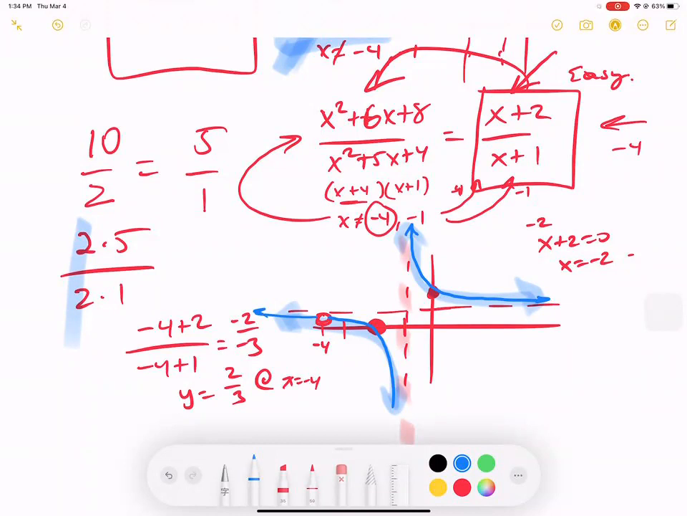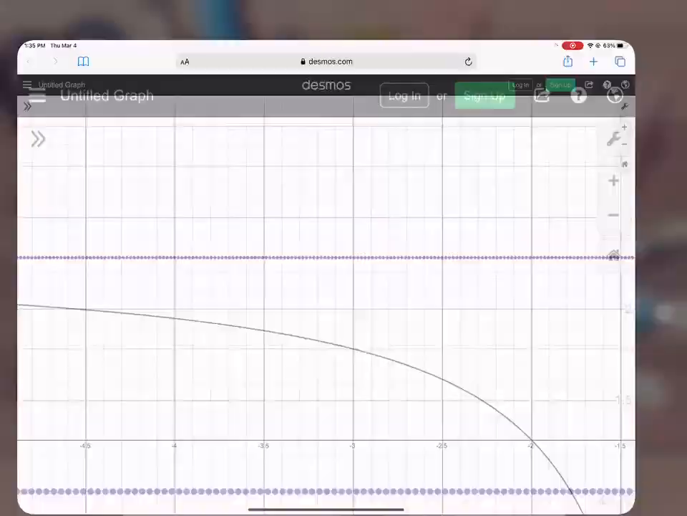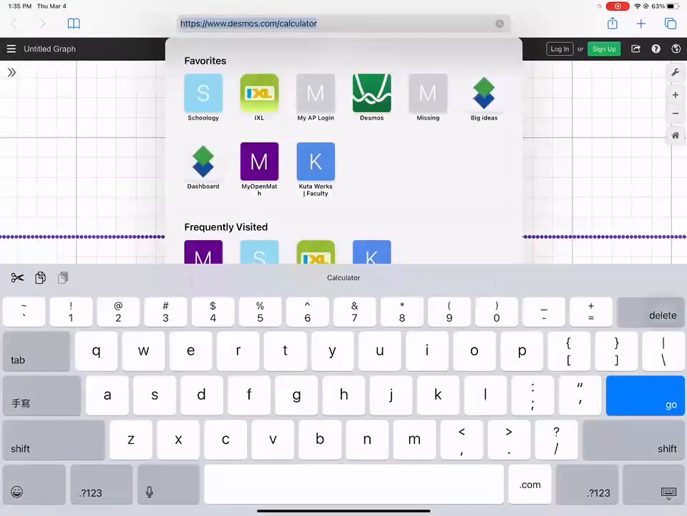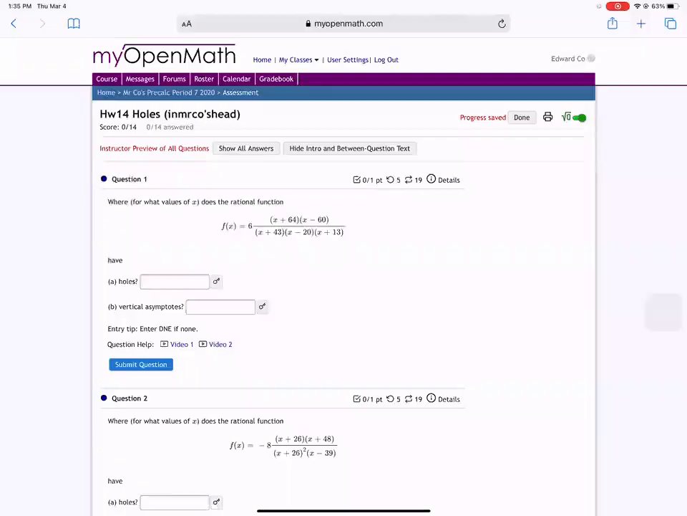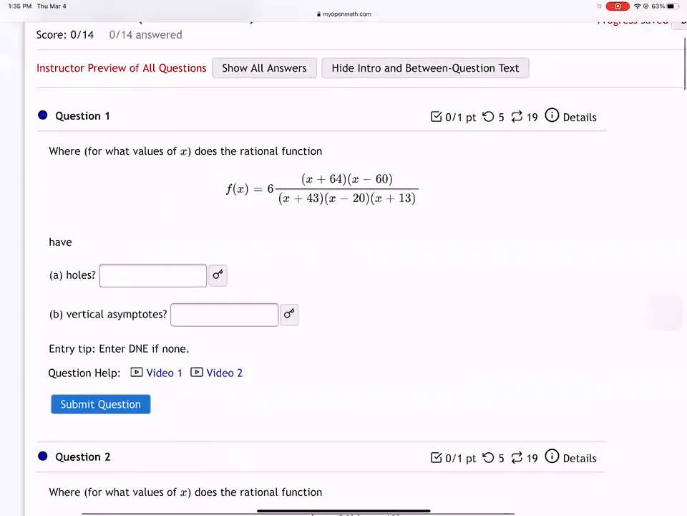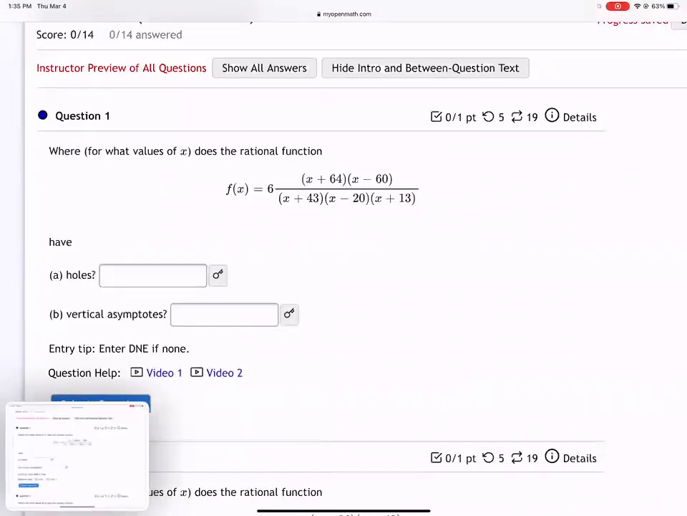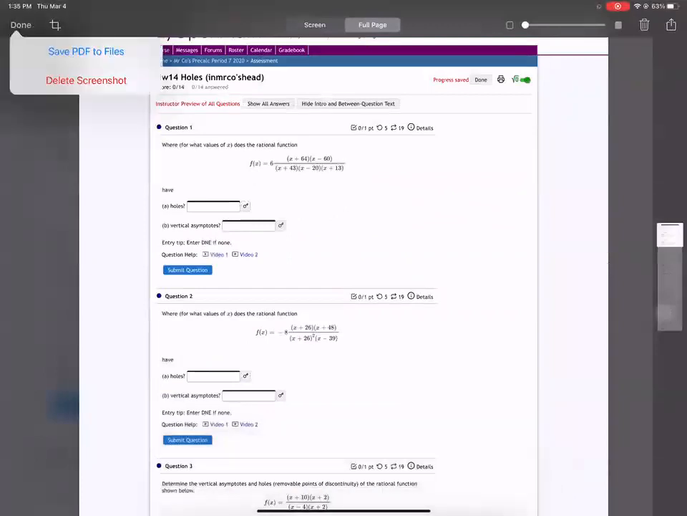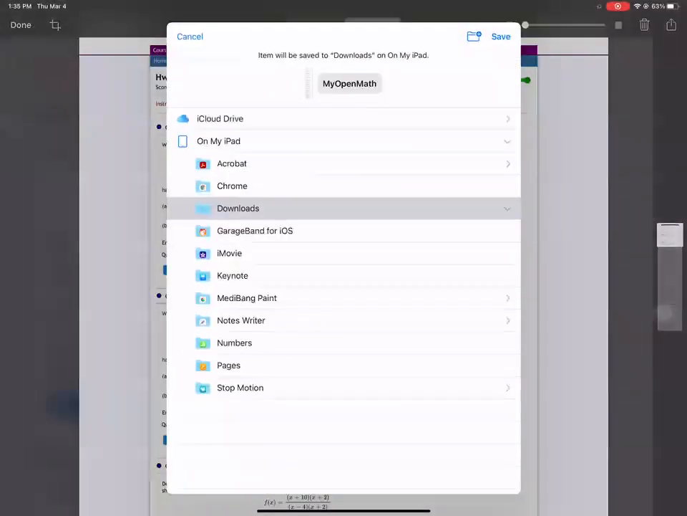Now, let's go ahead and take a look at your homework today. It is going to be a mix of us worrying about holes. Okay, first question here is, for what values of x does the rational function have blank? And we're going to fill in these blanks A and B. Okay, I'm going to go ahead and actually do two things here. I'm going to go ahead and copy this so I can write on it. Save PDF to files.